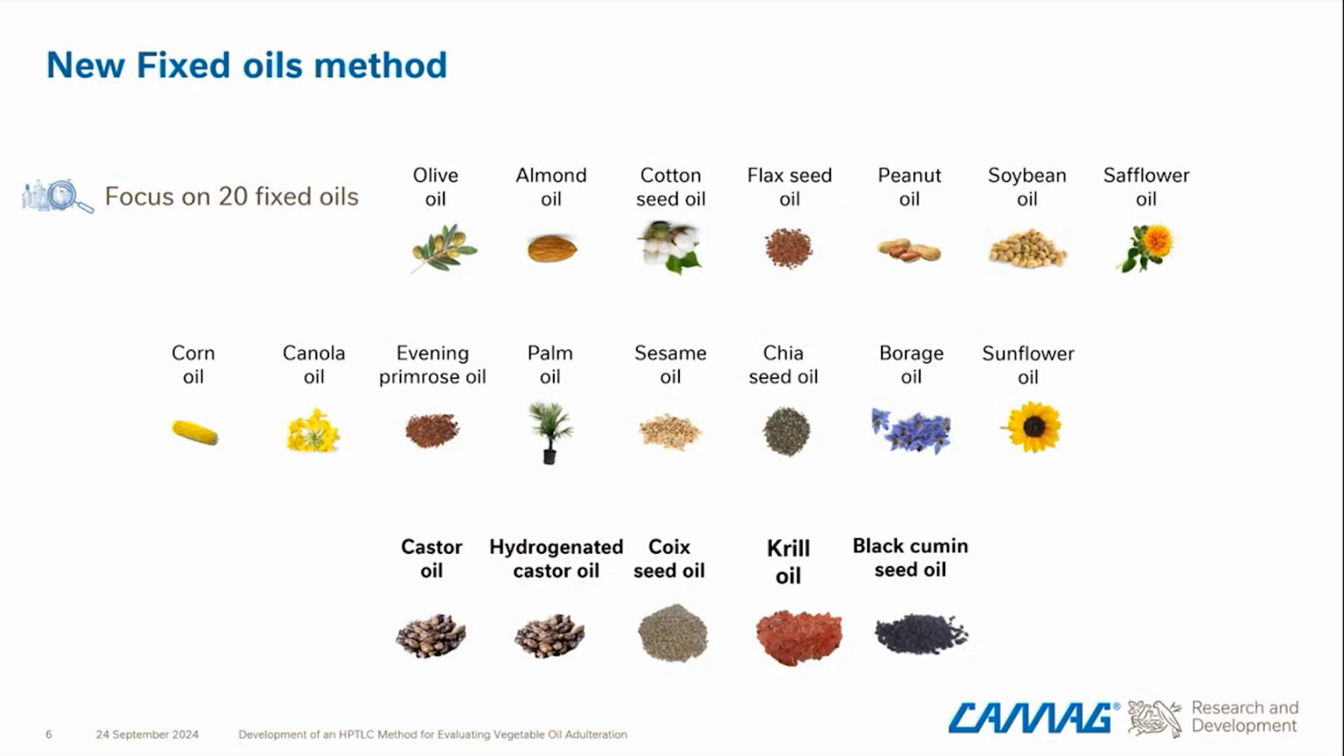For the new fixed oil method, we decided to extend the method to 20 fixed oils. So you have the 15 that were initially in the current method, but now you also have the castor oil, the hydrogenated castor oil, the kokum seed oil, the krill oil, and the black cumin seed oil.